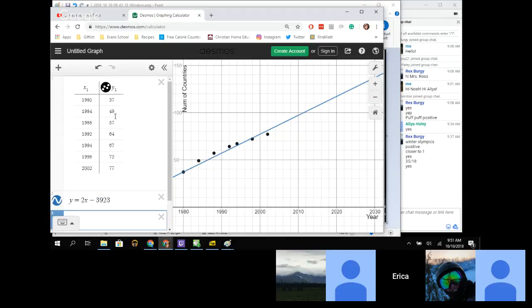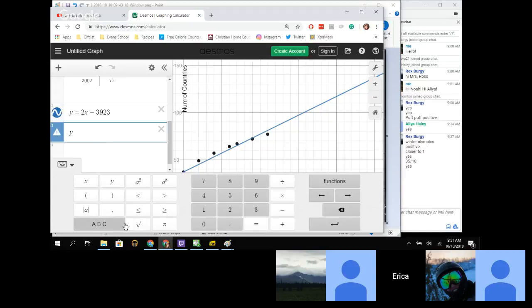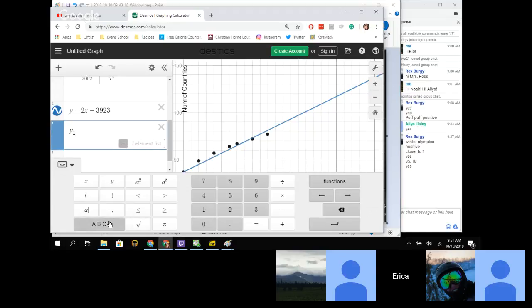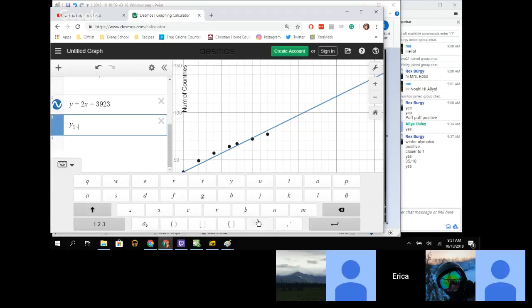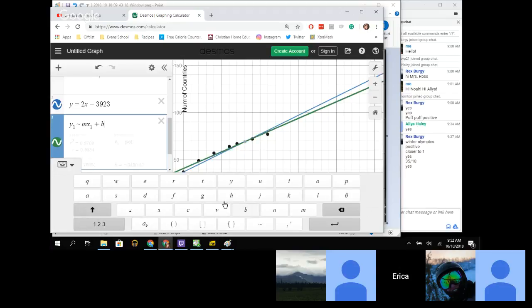So if you see up here, my table is X sub 1 and Y sub 1. If I want Desmos to come up with the perfect model for this, I have to write Y sub 1 approximately equals M X sub 1 plus B. I'm not expecting you to know this. I just want to show you this while we're here. So here's my Y equals MX plus B.